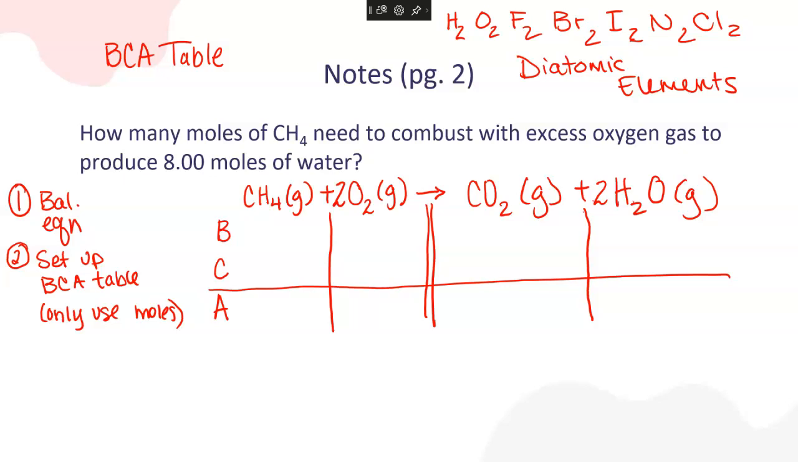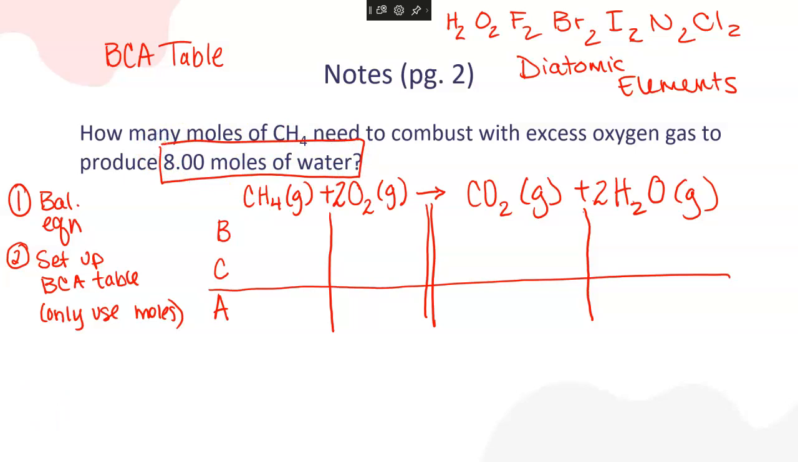After you outline the table, you plug in what you know, what you are given. So it tells us that we produce 8 moles of water. Okay. So if we are starting with 8 moles of water, usually we use BCA tables when we are given multiple quantities to start with, okay? In this case, we aren't, but that's okay because it's a very simplified example, and we'll do more complicated ones as we move through this section of the unit. So we are given 8 moles of water.